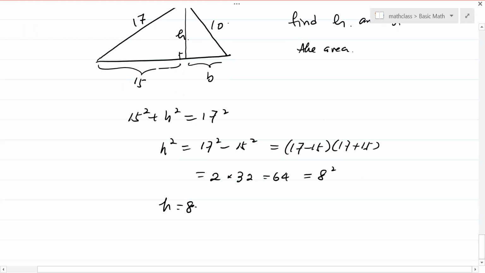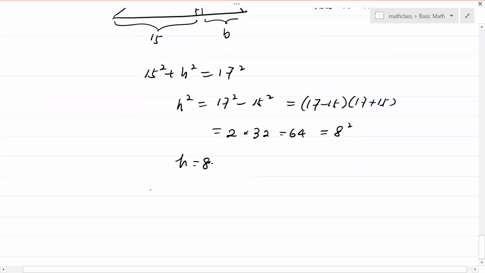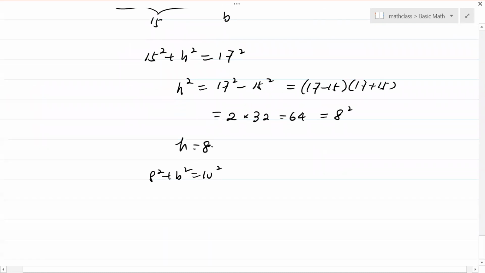Now, once you get 8, then you can get b, also by the Pythagorean theorem, right? 8 squared plus b squared equals 10 squared. I think b is going to be 6. b squared is going to be 100 minus 64, that's 36. So b is going to be 6.